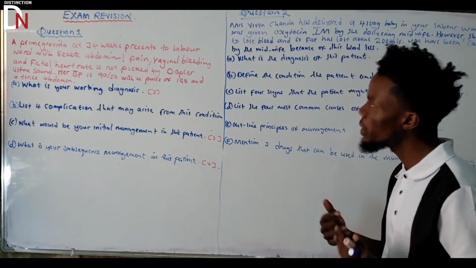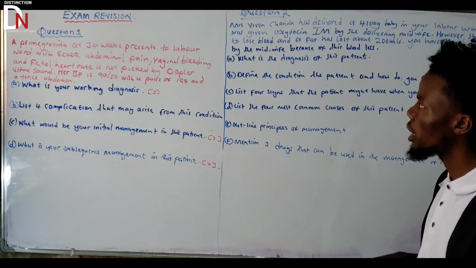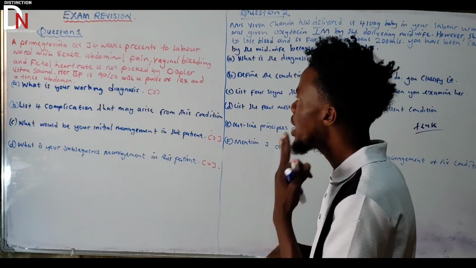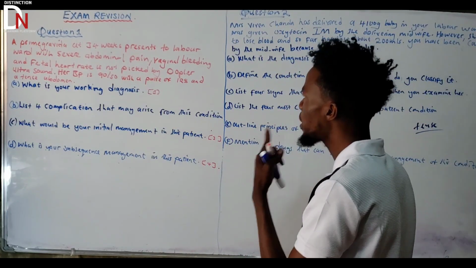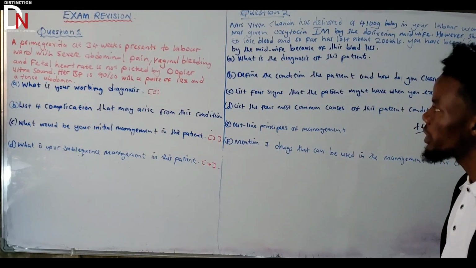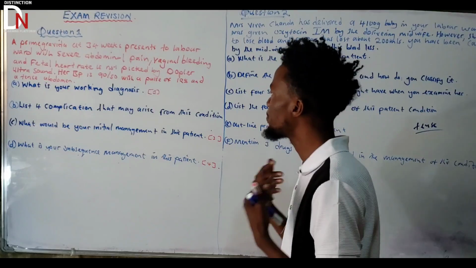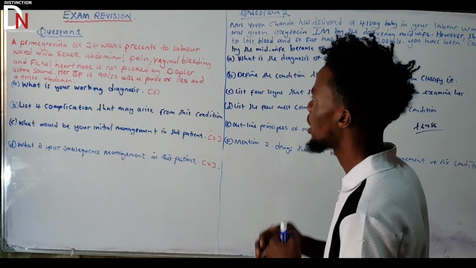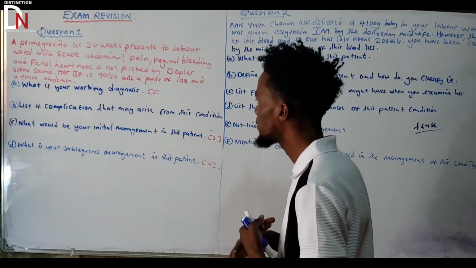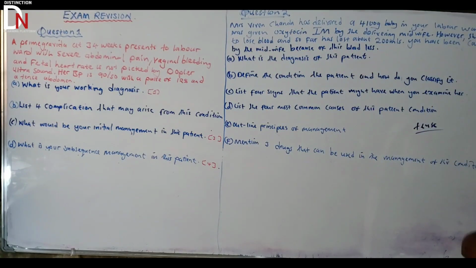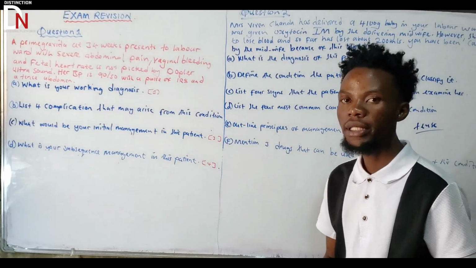Anyway, I start talking a lot. Let us begin from question 1. So question 1 is telling us a primigravida at 34 weeks presents to labor ward with severe abdominal pain, vaginal bleeding, and the fetal heart rate is not picked up by Doppler ultrasound. Her BP is 90/50 with a pulse of 108 and a tense abdomen. Then they ask you, what is your working diagnosis?